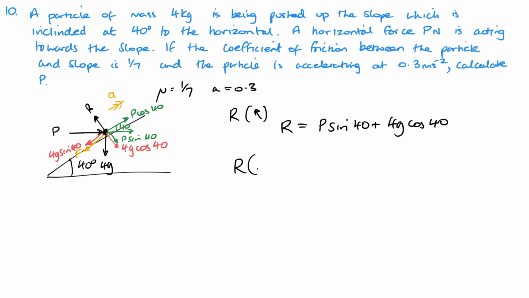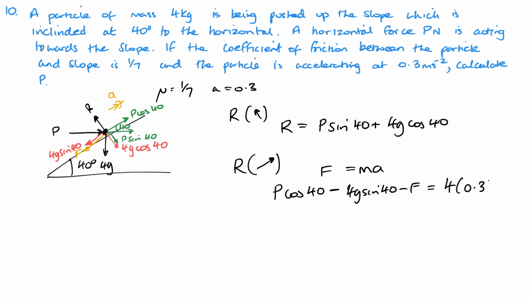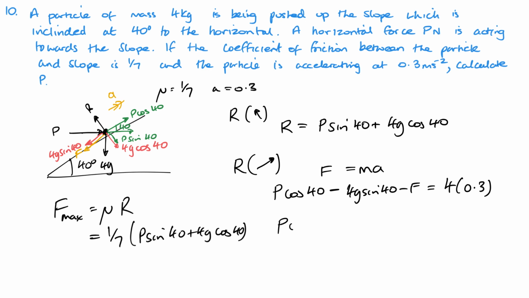And then resolving essentially parallel to the slope, we have a P cos 40 acting up the slope, and of course this is moving, so it's F equals ma. Acting against it is 4g sine 40 and my F. And that equals the mass, which is 4, times the acceleration, which is 0.3. So remember, friction, or the max value of friction, is mu times R. Mu is 1/7, and R is this P sine 40 plus 4g cos 40. So we've got everything now we need to be able to solve this question.